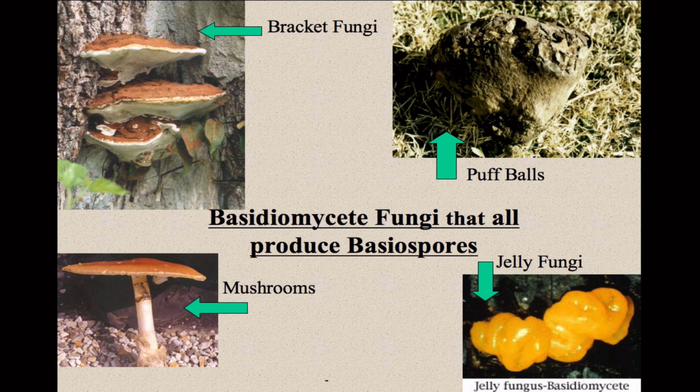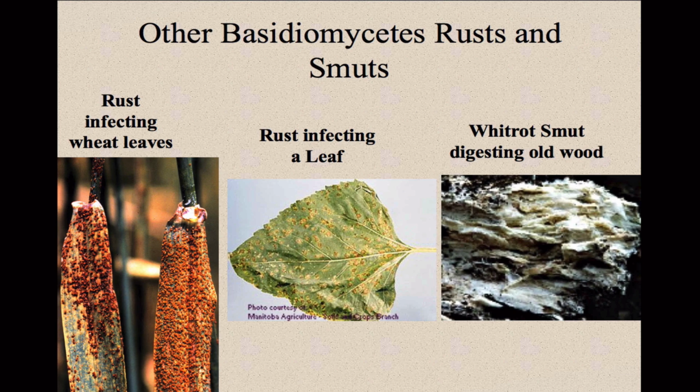And this picture shows several different types of basidiomycete fungi. So we have bracket fungi, which grows up on the edges of trees. We'll have puffballs, regular mushrooms, and then a really interesting fungi called jelly fungi, which actually looks just like a blob of jelly.